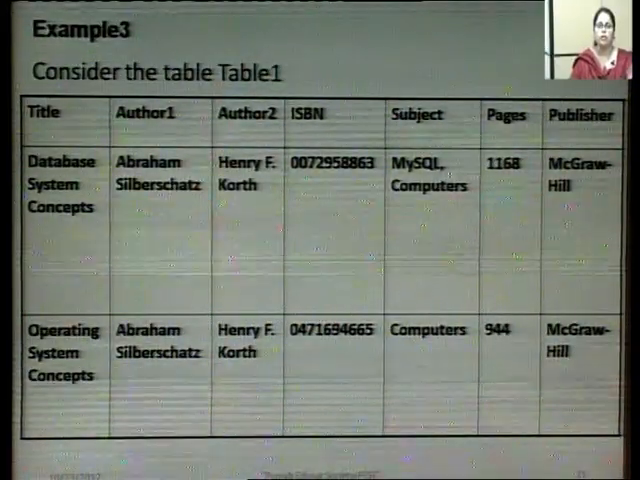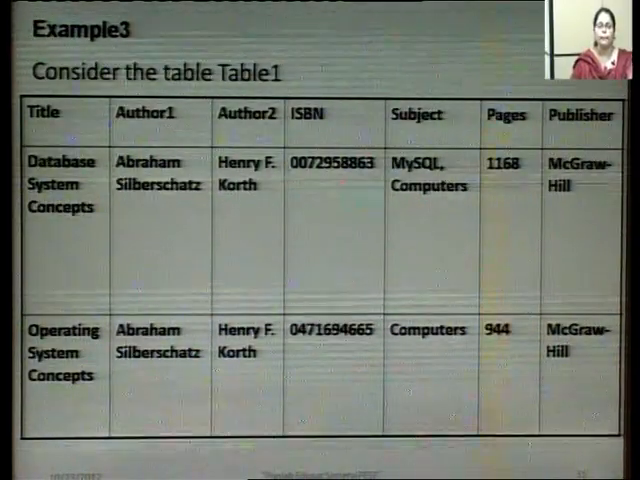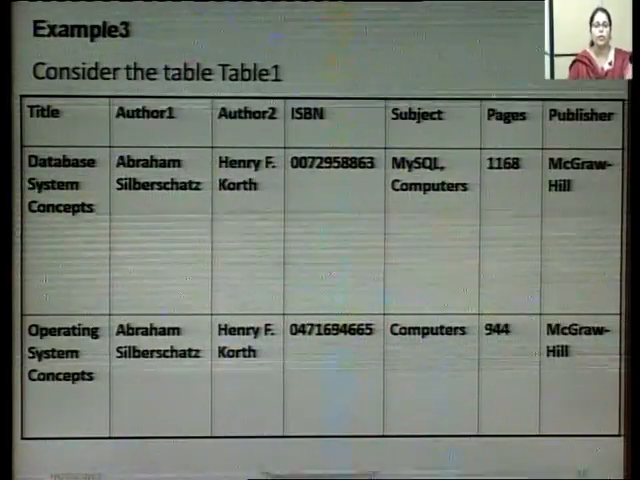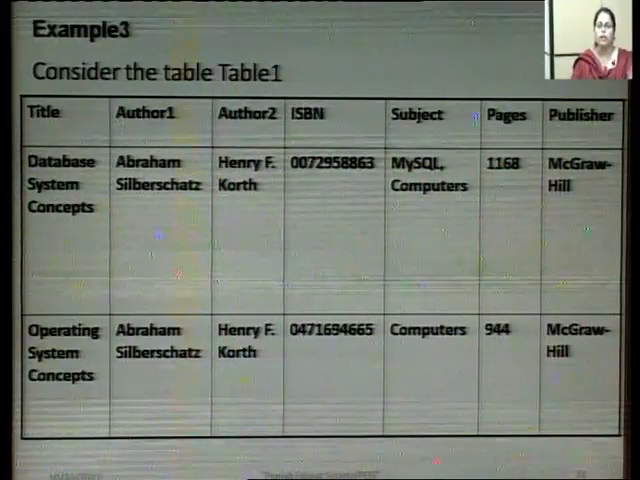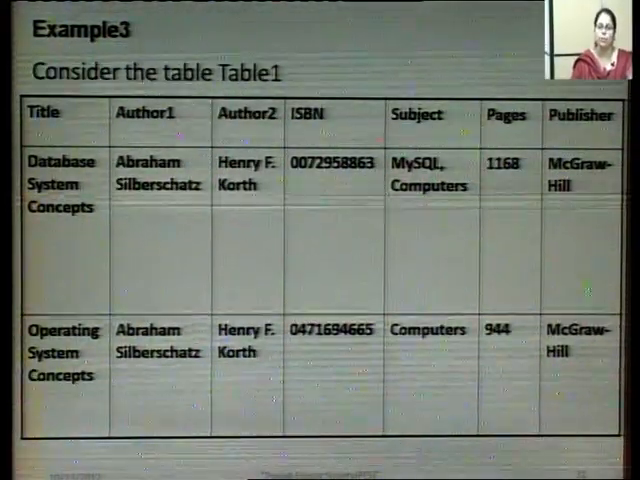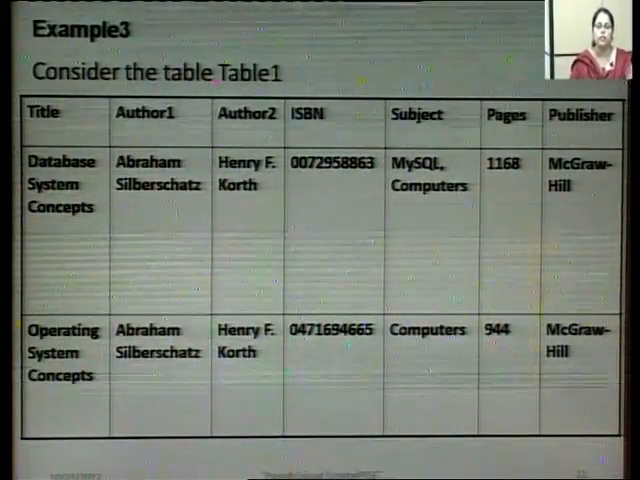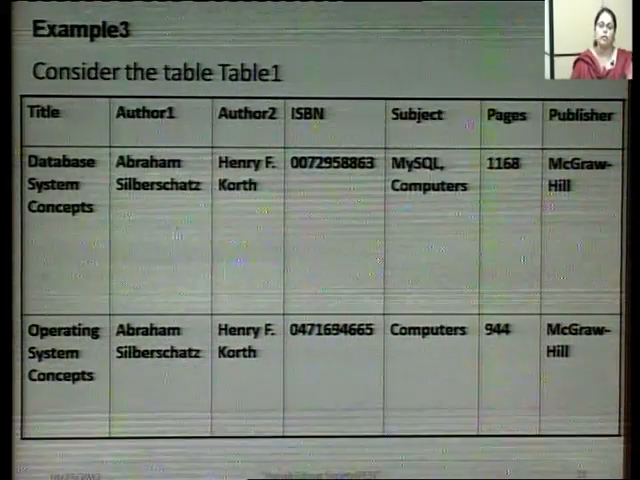Consider Table 1, which contains the information about the books. First is the title of the book, then the second and third fields are the authors of the book, fourth is the ISBN, then subject, pages and publisher. Here we can see that this relation, or this table, is violating two conditions of first normal form.